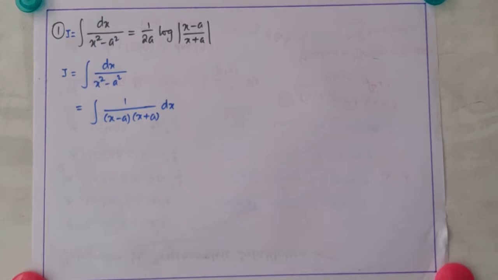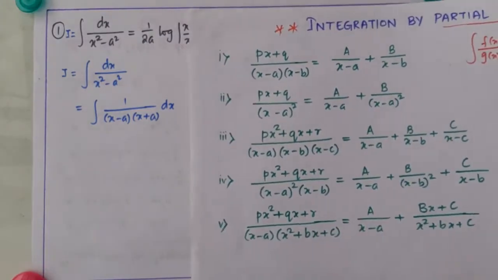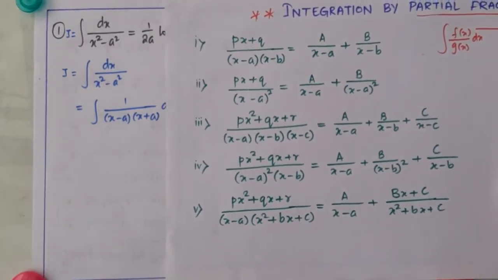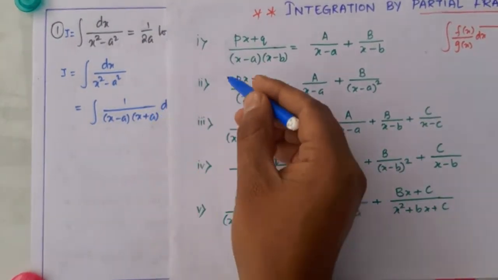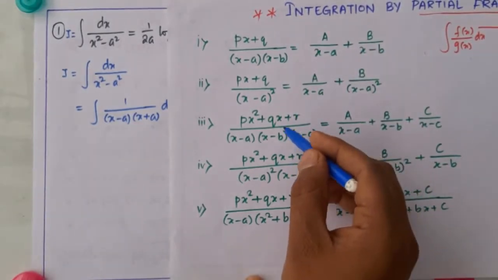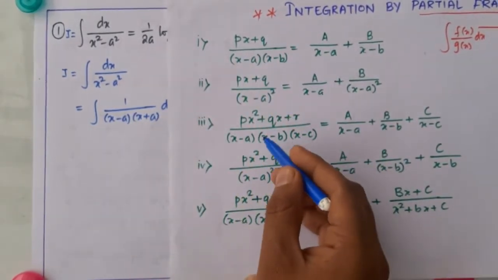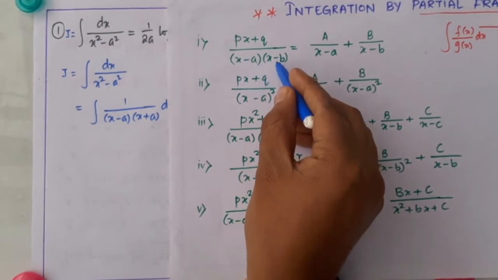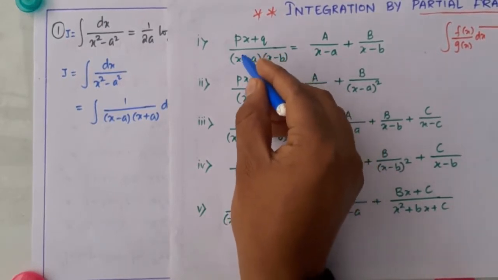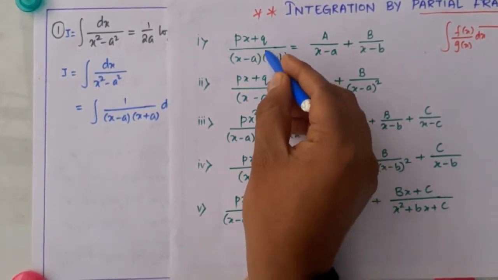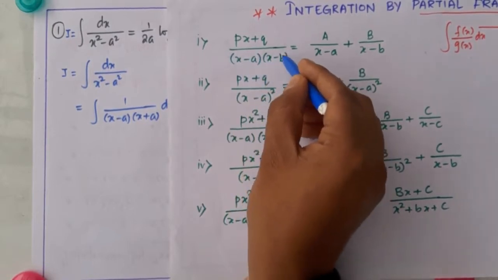Now you have already copied your integration using partial fractions, isn't it? Now let me keep it in front of you. Just compare this with any of these. This falls under the first category, isn't it? Because you have got the product of two factors, x minus a and x plus a, in the denominator.